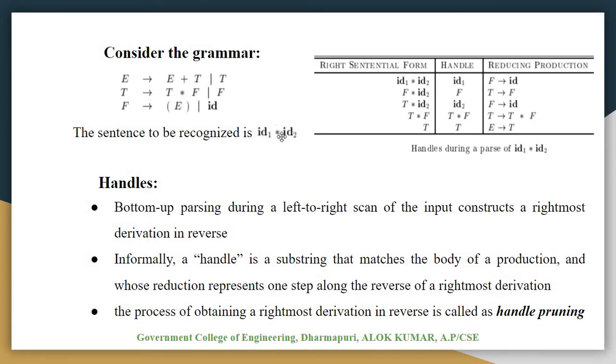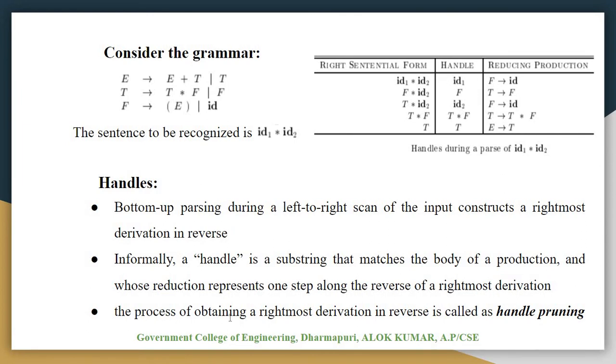Okay, here the input we are going to scan from left to right, and we are constructing one rightmost derivation tree in reverse manner. Informally, a handle is a substring that matches the body of a production and whose reduction represents one step along the reverse of a rightmost derivation. You can see here how we are saying these are the handles.